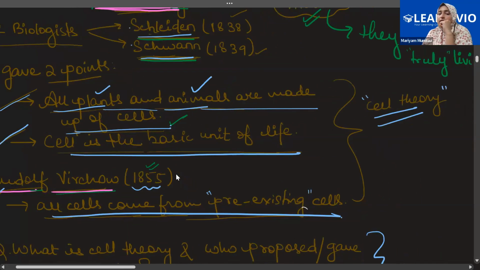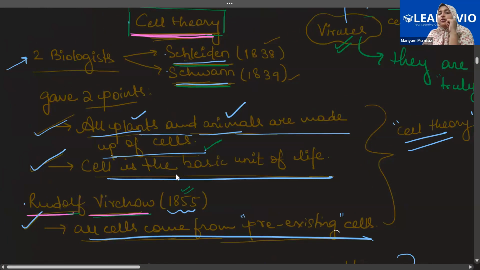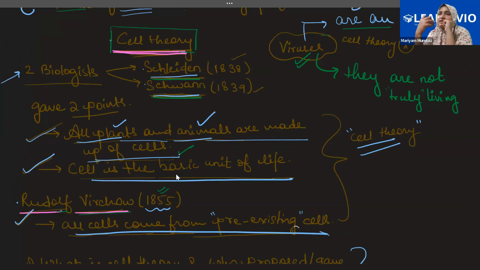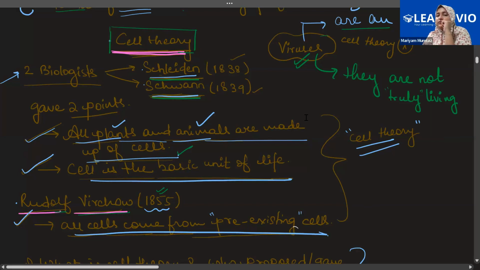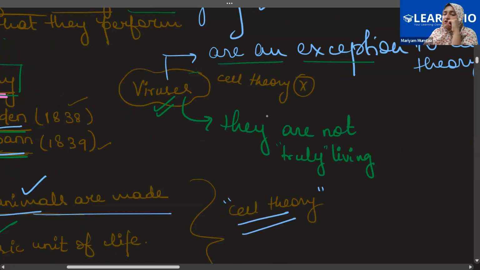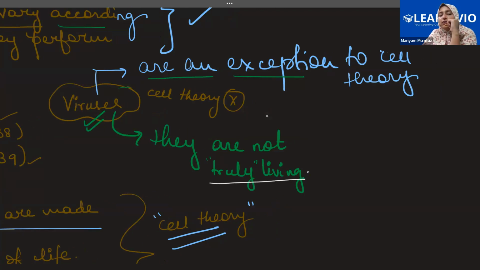Now, all the organisms, whether it is all the plants, all the microorganisms, and all the animals, the cell theory applies to them, except for viruses. Viruses are an exception to the cell theory. Why? Because they are not truly living. And how are they not truly living?